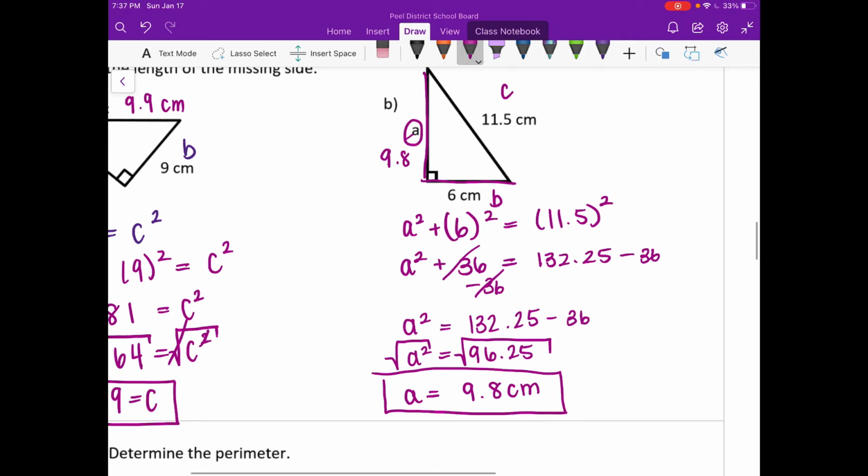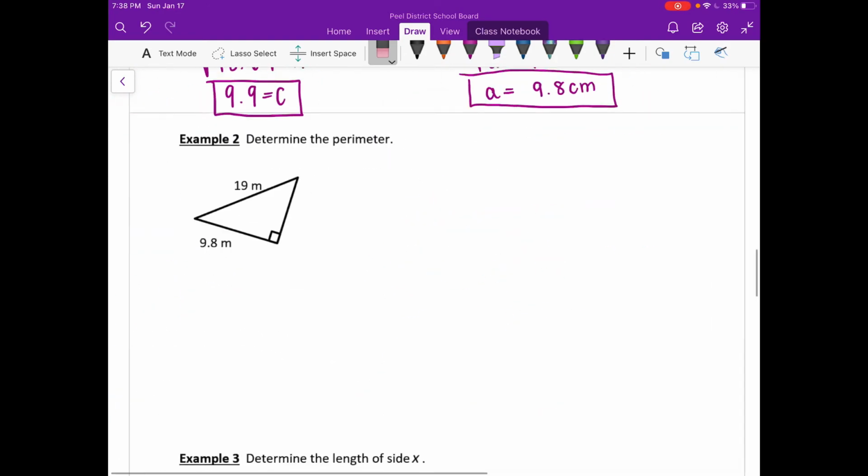The best way for you to check if you did this right is that this side is always going to be the largest. So if you get a larger number than side C for A or B, you know you did something wrong. Okay? So it says to determine the perimeter.